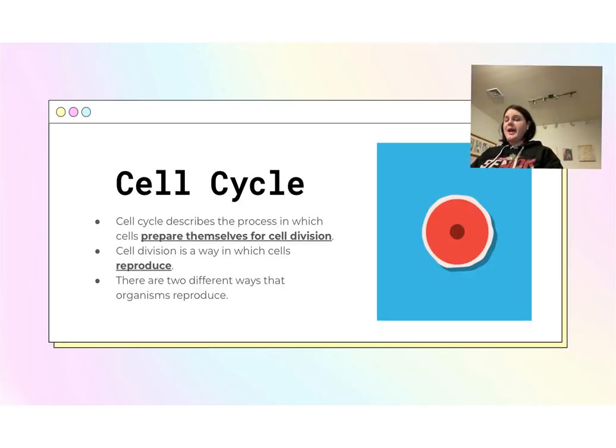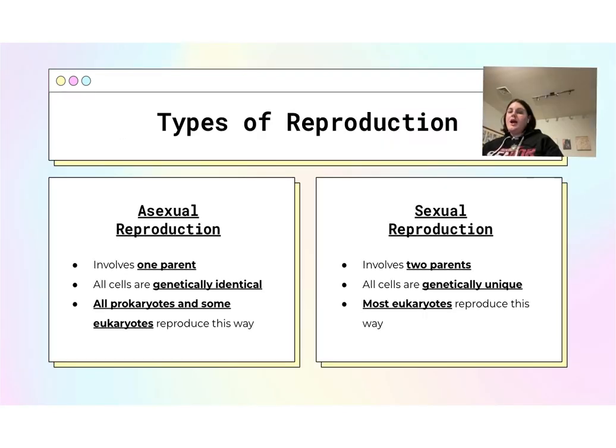And as we are focusing on that, we are going to be focusing on the cell cycle, which is how cells themselves prepare for division. Cell division is a way in which the cells reproduce. There are 2 different ways that organisms reproduce that we're going to be focusing on. We've got asexual and sexual reproduction.